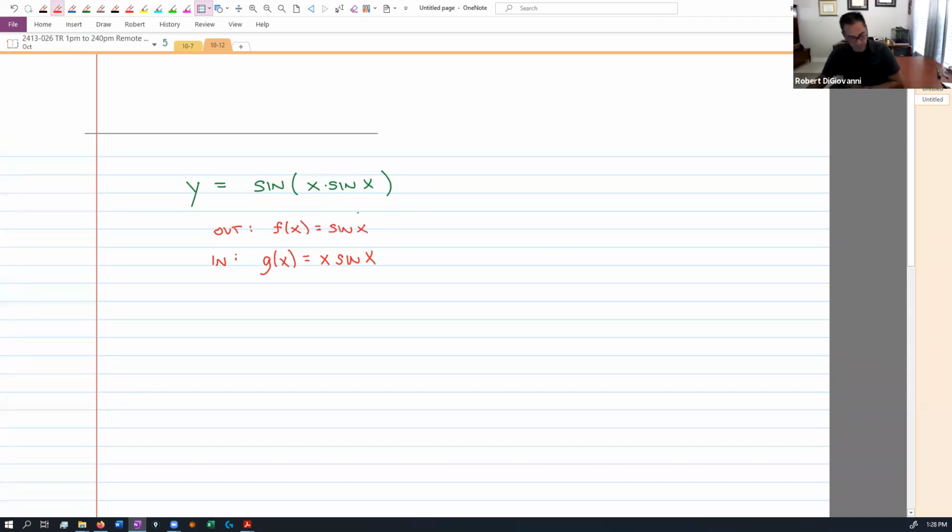So if you took this x sine x and plugged it in right there for x, you would get sine of x sine x. Any questions on that? How about derivatives? What's the derivative of f? Cosine x. Right, that's cosine.